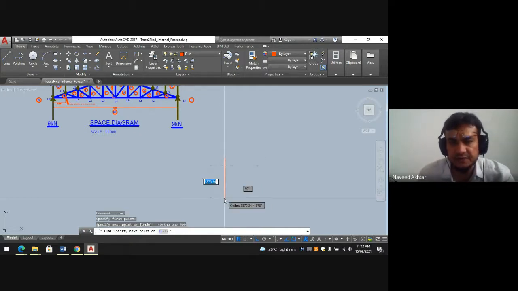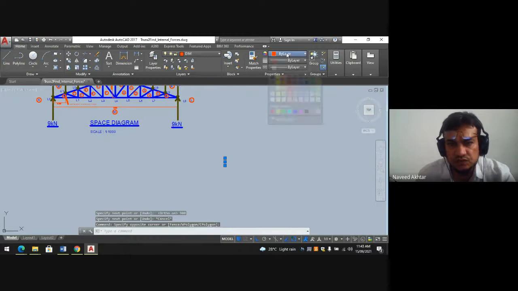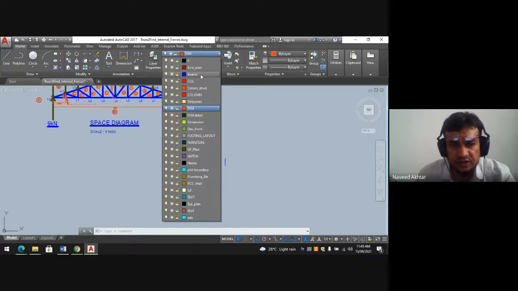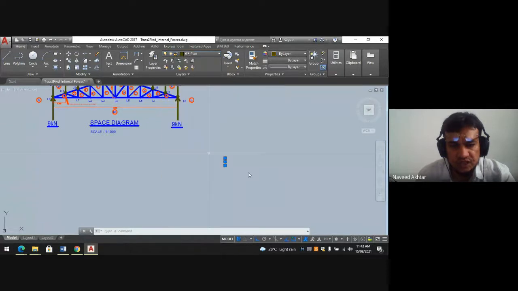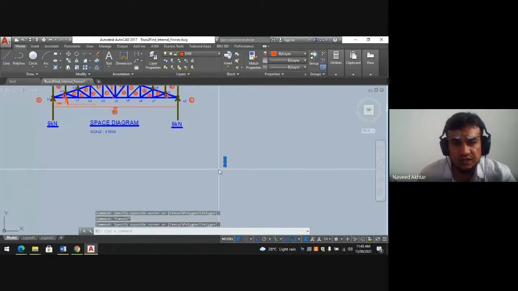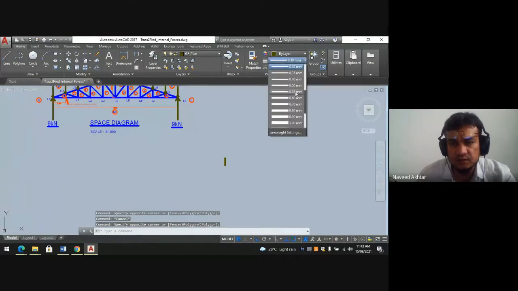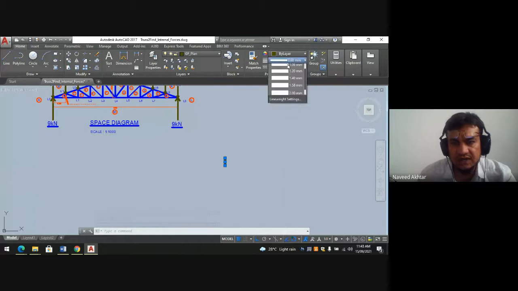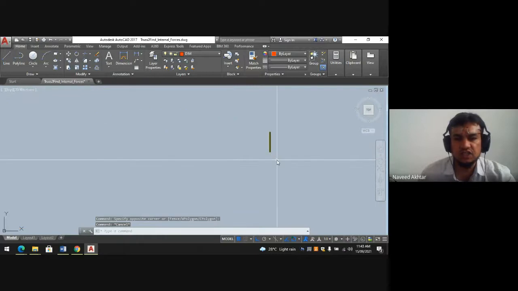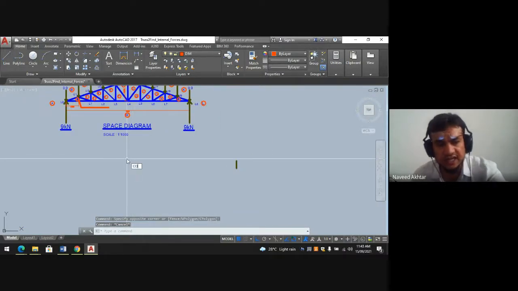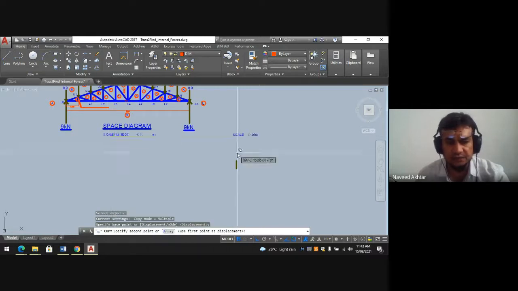I will write it down. I will change the layer, it is not the dimension layer. And I will increase the thickness so that it is visible to you. We increase the thickness more than this, 0.6, or I will take 0.5, which is better. Okay, so this is from A to B, and I will also name this diagram vector diagram.